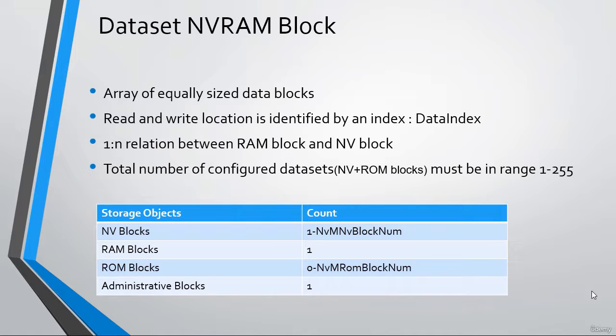So here are the storage objects for this particular block management type. NV blocks can vary from 1 to NvmNvBlockNum. So it's basically an upper limit. So the main point is that we have to maintain this 1 to 255 range. So we can manage with NV blocks and ROM blocks. So here, as you can see, 1 to NvBlockNum, and in ROM blocks there is 0 to NvmRomBlockNum. So this sum can be adjusted, but finally we will have a 1:n relation between the RAM block and NV blocks. So as you can see here, RAM block is 1, whereas the NV blocks is varying. Finally, admin block is again 1.